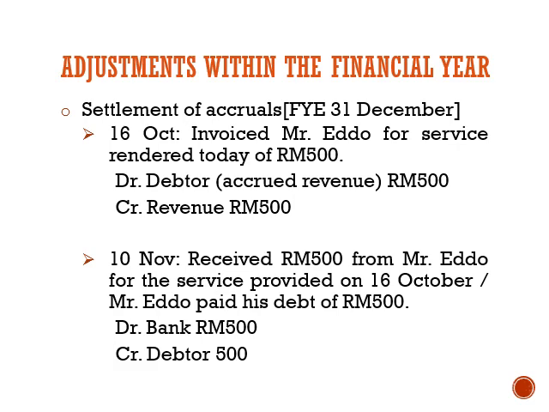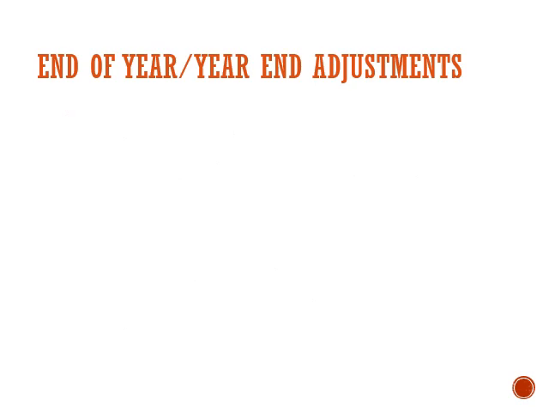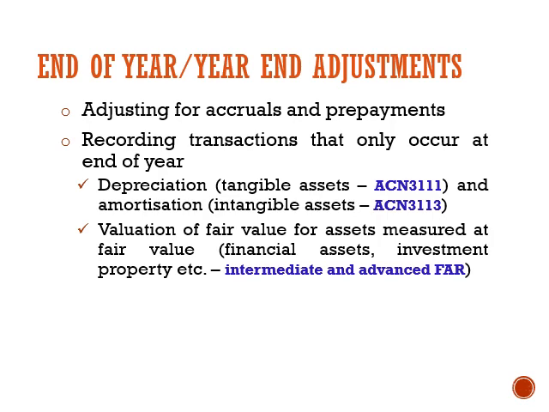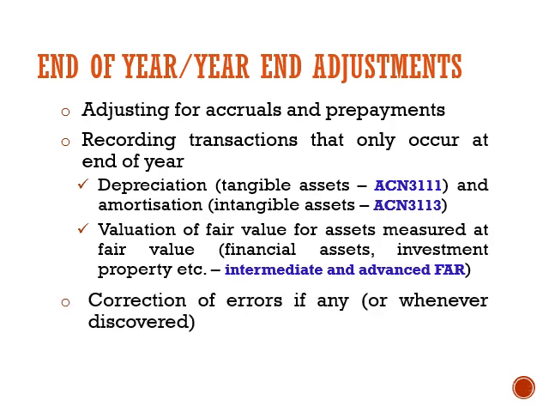So it all depends on the transactions and the timing of the economic events, not necessarily at the end of the year. Also, adjusting entries simply refer to journal entries for adjustments made to accounts and their balances. Having said that, year-end adjustment or end-of-year adjustment may refer to, again, adjustment of accruals and prepayments, recording of transactions that only occur at the end of the financial year, such as depreciation, amortizations, and valuations of assets carried at fair value, and corrections of errors. That is, if we manage to discover them.